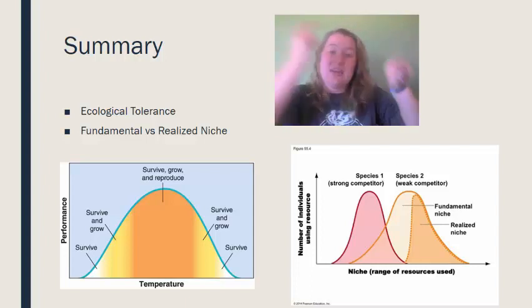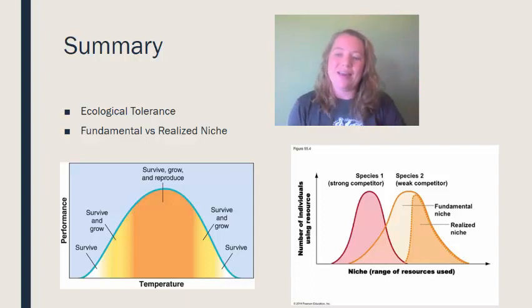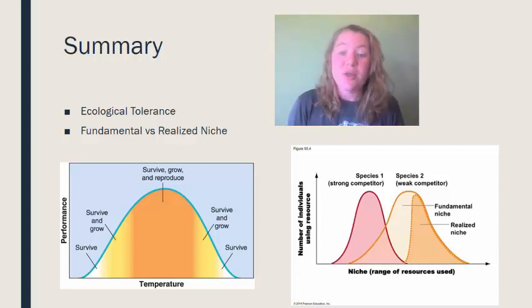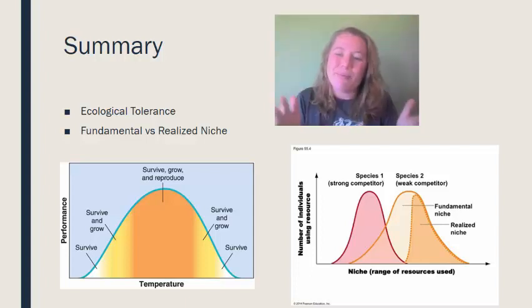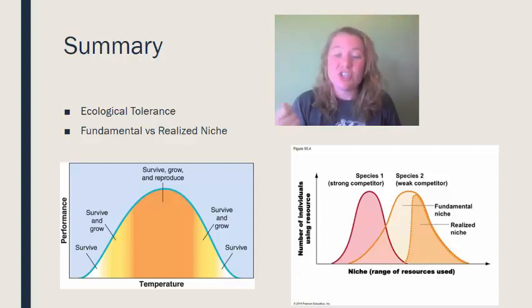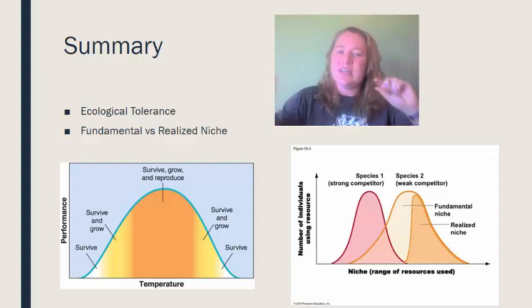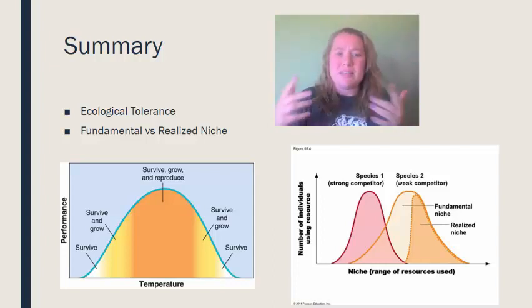So in the other graph over here, you have two species, the red line and the orangish yellow line, and they both have overlapping fundamental niche, but the red species, so species 1, is a little bit better at competing than species 2. So the realized niche is only a fraction of that overall range of tolerance where that species could live. Now I know this gets a little tricky, making sure you don't mix up any of these terms, but that's okay.